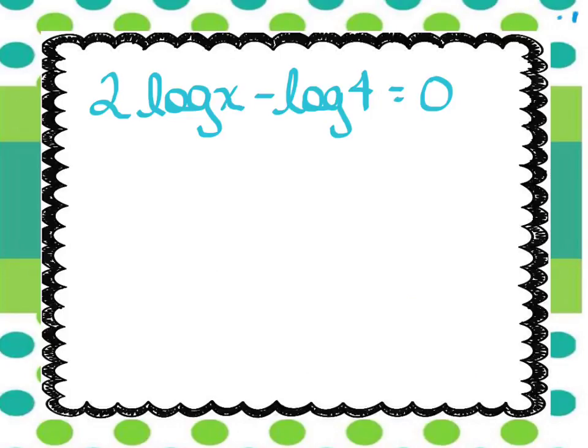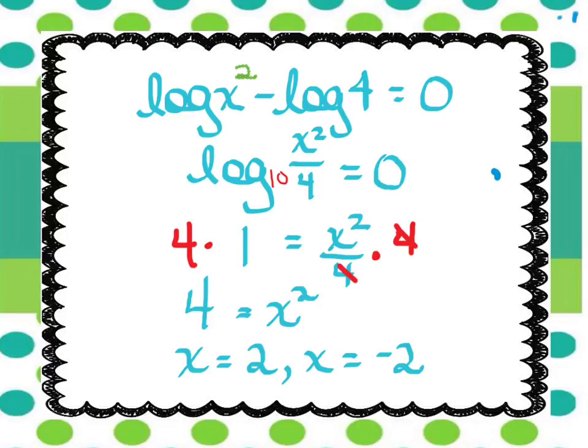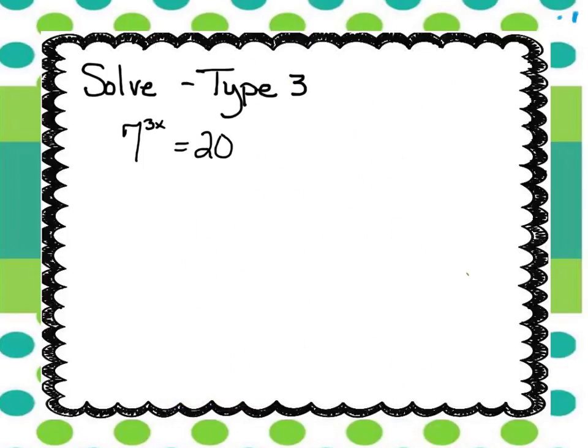Alright, here's another one where we have to roll it up into one log. So we're going to put that 2 back on the exponent. Subtraction with logarithms implies division with exponents. And now we can reconvert this to exponential form and solve it. And we get x equals 2 and negative 2. Anytime you get a negative answer, you want to make sure that you can use it because logarithms can't be negative.